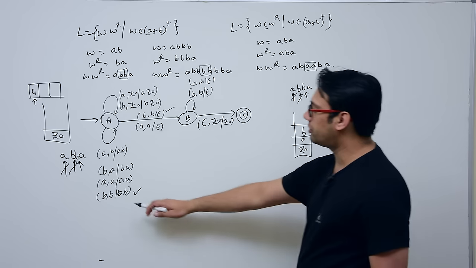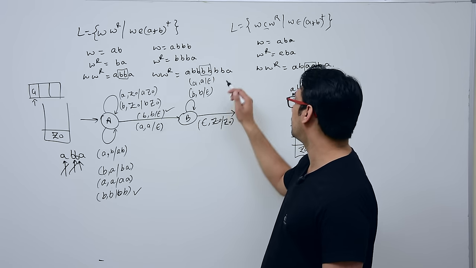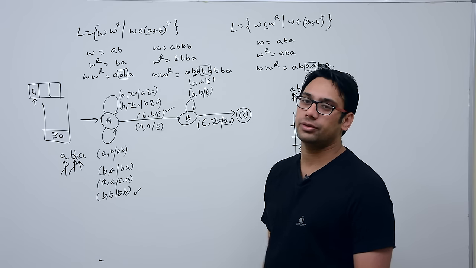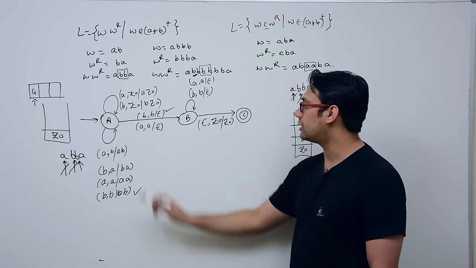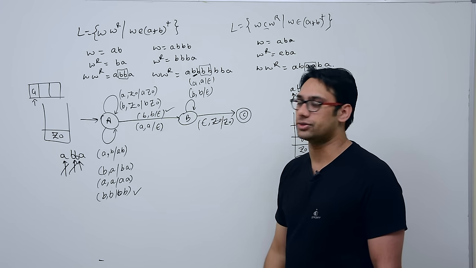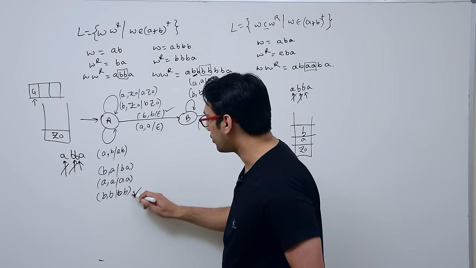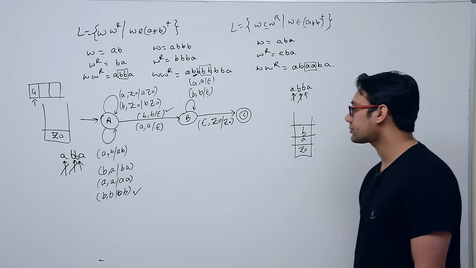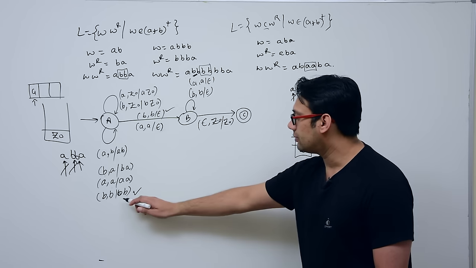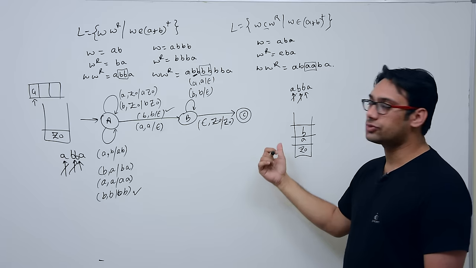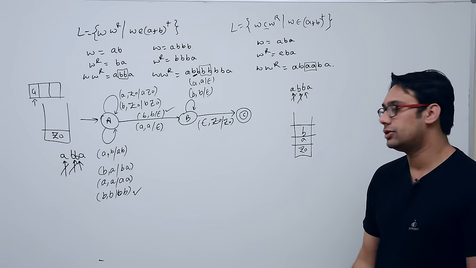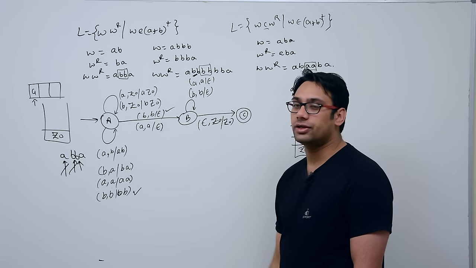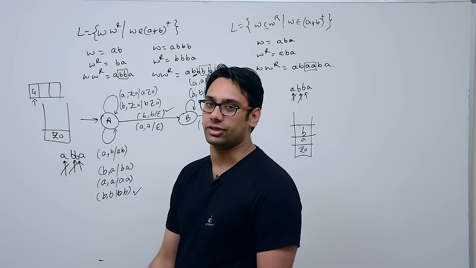So here we are assuming that the middle point has not reached, and here we are assuming that the middle point has already reached. If the middle point has not reached in this case, this is B, B, B, B. Then this pushdown automata is going to make two copies of itself. The first copy will assume that the middle point has not reached, and the second copy will assume that the middle point has already reached.